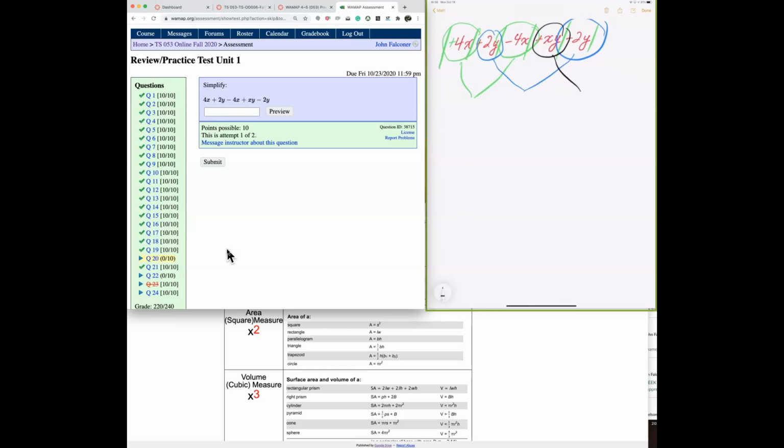Okay. So what's positive 4 and negative 4 together? 4 minus 4 is going to be 0, right? So these are going to cancel out and leave 0x, which is the same as 0, right? So nothing. If you want me to write in 0x, I will. And then positive 2y, negative 2y is going to leave 0y, which is nothing. And then we're going to have positive xy.